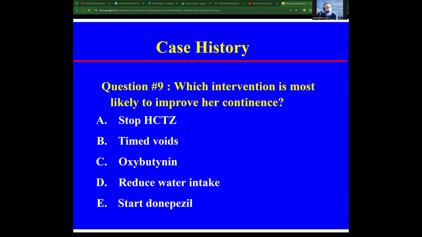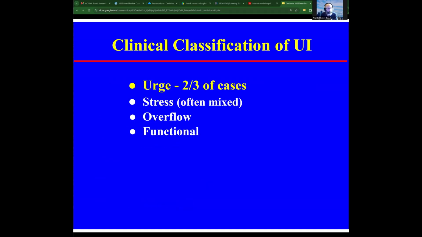All right. So very good. We are favoring timed voids and also thinking about stopping the HCTZ and maybe looking at the water intake. So we'll come back to this. When we think about urinary incontinence, which is a very, very socially awkward condition, it can be deeply embarrassing. It can really lead to patients withdrawing from interacting with the outside world because, again, if they're always worried that they're going to have incontinence when they're out in public, it really makes it hard to want to go out and do that.